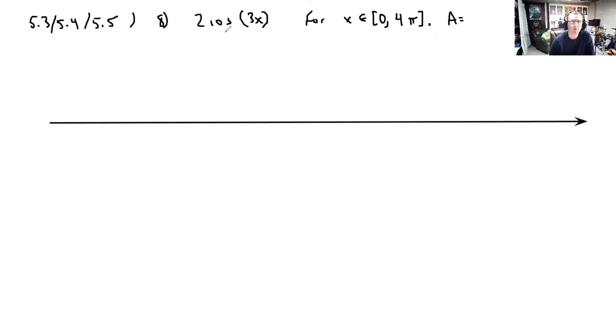Well, we can read that right off of this. The amplitude in a cosine and sine function is always this number here, with an absolute value of that number there. Sorry. So 2.